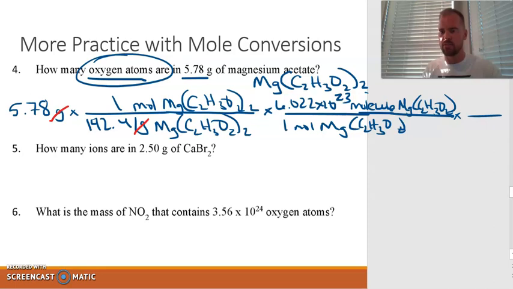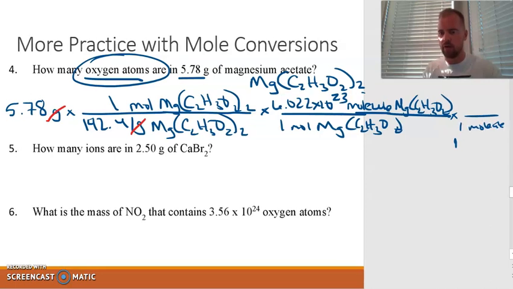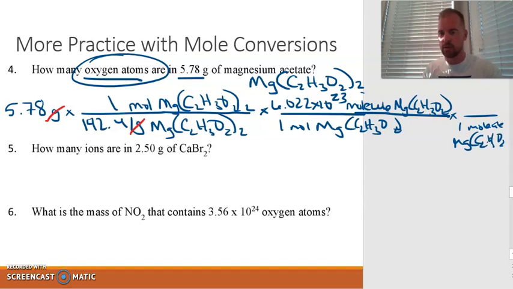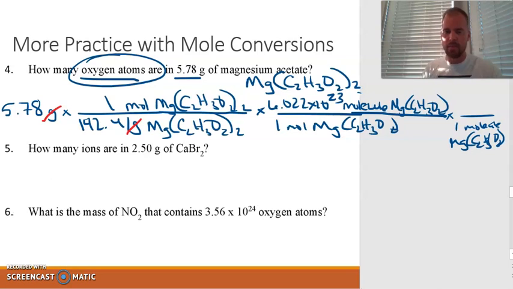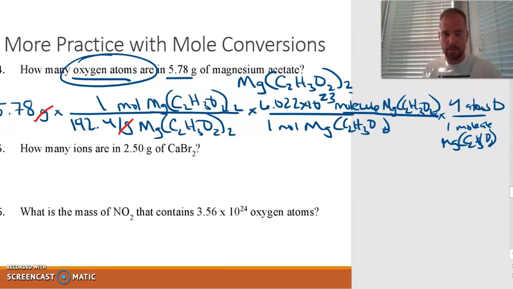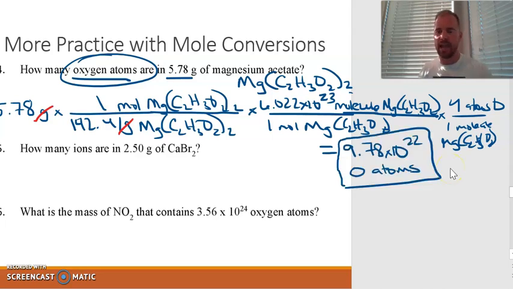So this is where we do our final step. If we had just 1 molecule of the magnesium acetate, Mg(C2H3O2)2, and I'm getting really sloppy, how many oxygen atoms are there? Well, if we take a look at the formula, there'd be 4. So that means my final answer, when I calculate everything, would be 9.78 times 10 to the 22nd oxygen atoms. Real quickly, I just noticed I forgot the 2 there.